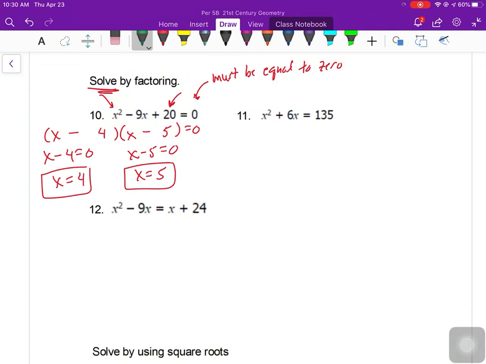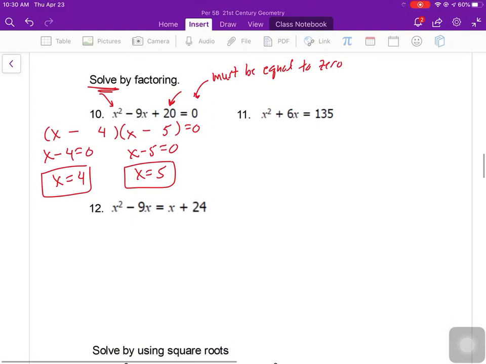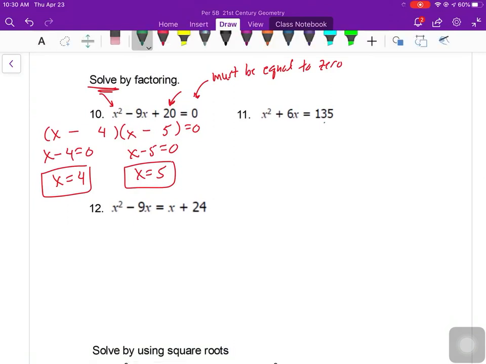In number 11, the first thing we have to do is we must get it equal to 0. So we're going to have to move that 135 over. x squared plus 6x minus 135 equals 0. And that's what we have to factor.